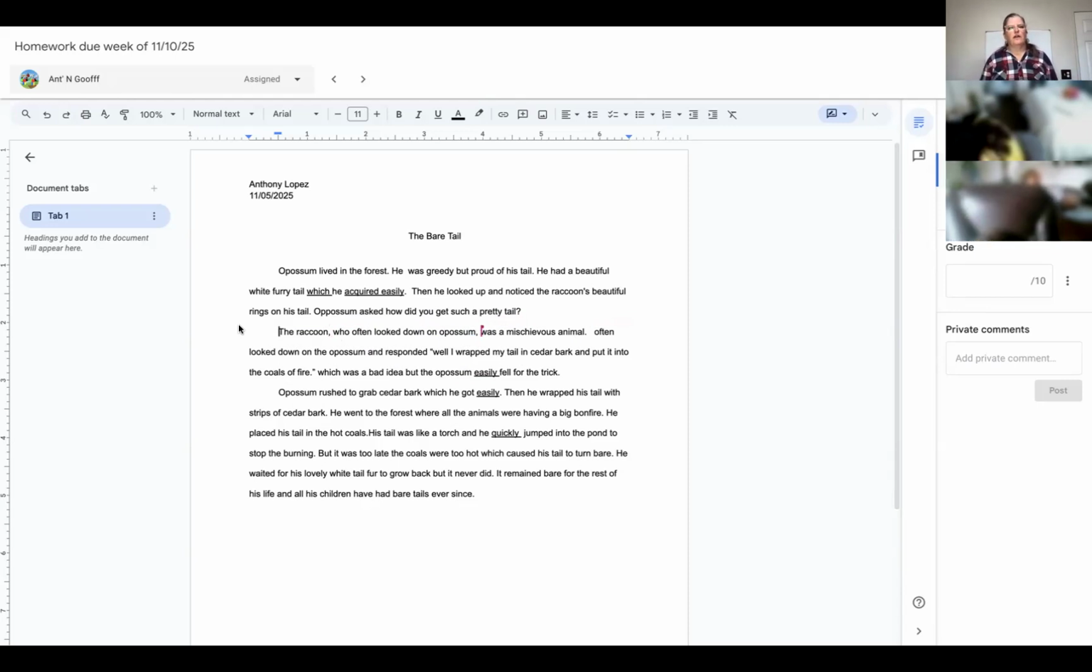So go ahead and underline who now. That's one of your dress ups. And now we got to fix the second sentence because you started with often look down on a possum. So we got to take that out because we don't need that now because you already said that. Okay.